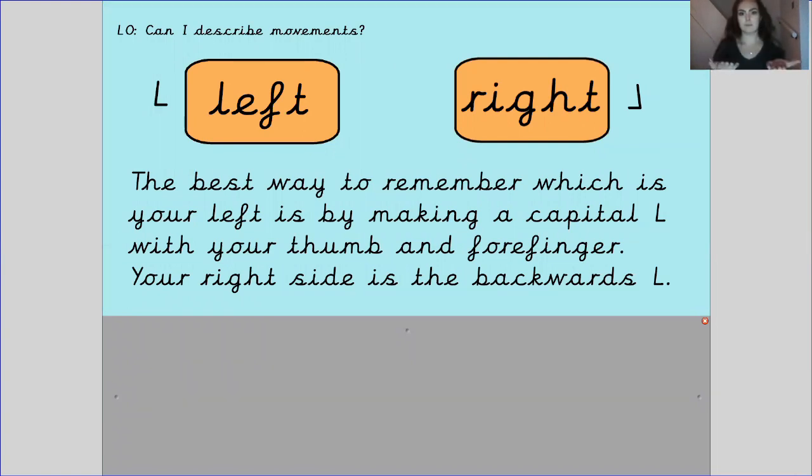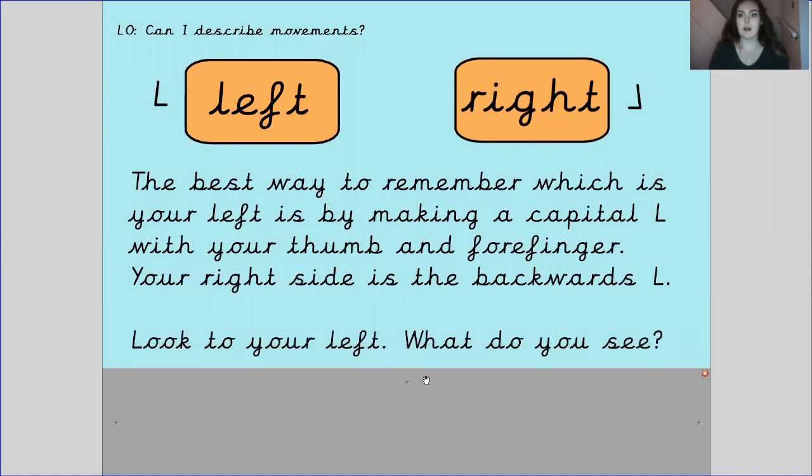Left. The best way to remember which is your left is by making a capital L with your thumb and your forefinger. Left. Our next keyword is right. Right. Your right side is the backwards L.